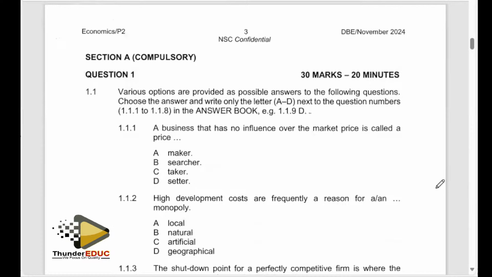P.2, Economics, written November 2024. Okay, right. So now let's check question 1.